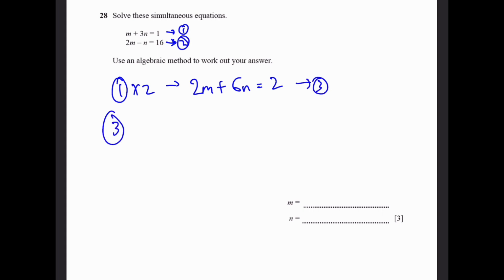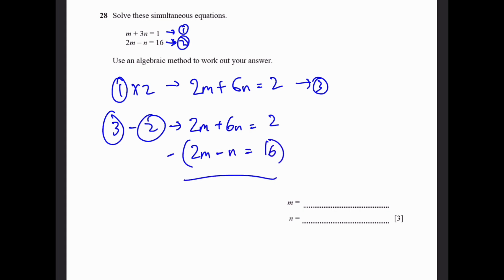Now we can do 3 minus 2 to get rid of the m. So 2m plus 6n is equal to 2. And then 2m minus n is equal to 16. We're subtracting here. So that means we can cancel out the m's. 6n minus n, which is equal to 7n. That's equal to minus 14. So n is equal to minus 2.